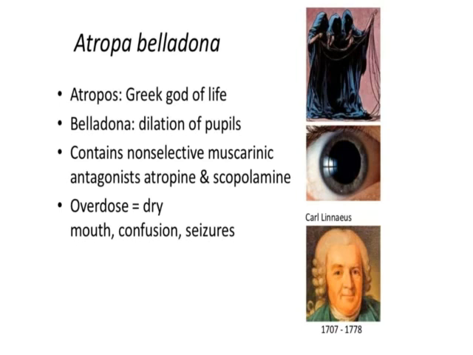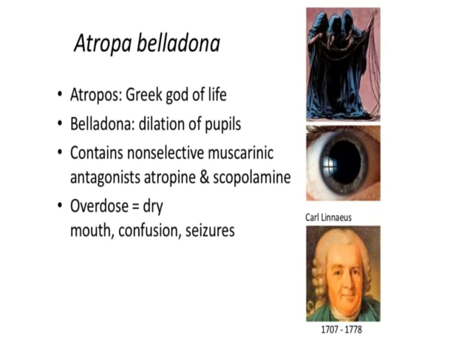Then Atropa belladonna, named after the Greek goddess, belladonna. They are responsible for dilating the pupils. They contain non-selective muscarinic antagonists, atropine and scopolamine. So which are the muscarinic agonists? Muscarine, pilocarpine, bethanechol, carbachol, methacholine. So these are the agonists.